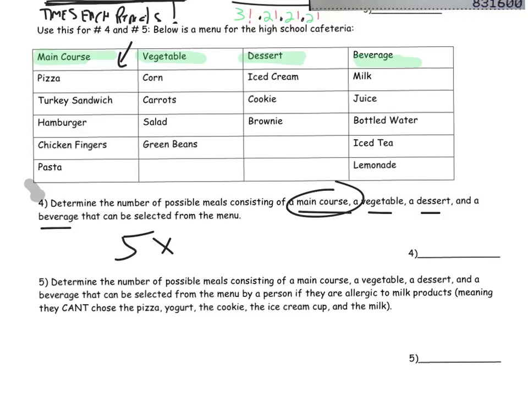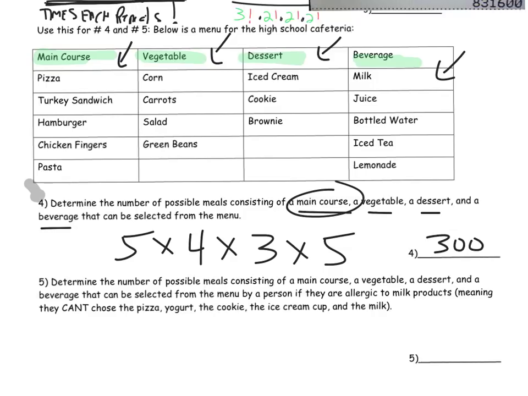For the vegetables, there's 4 options: corn, carrots, salad, and green beans. For the dessert, there's 3 options: ice cream, cookie, and brownie. And for the beverage, there's 5 options: milk, juice, bottled water, iced tea, and lemonade. So here, by the counting principle, we're going to multiply 5 times 4 times 3 times 5. And when you do that, you're going to be left with 300. So there's 300 possible meals from which you can choose from this cafeteria.